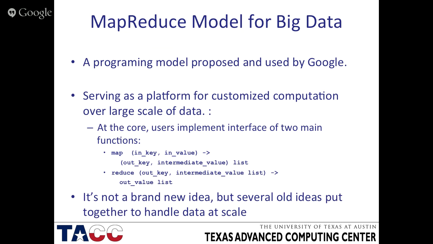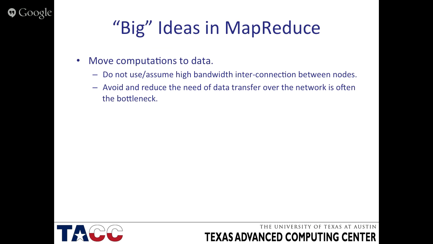So the basic idea of MapReduce is not really something brand new. It is an old idea we call divide and conquer. You want to divide your huge data set into smaller chunks, then have different nodes process them at the same time. But there are a few good ideas embedded in the MapReduce model, and that makes it different from the traditional HPC processing models.